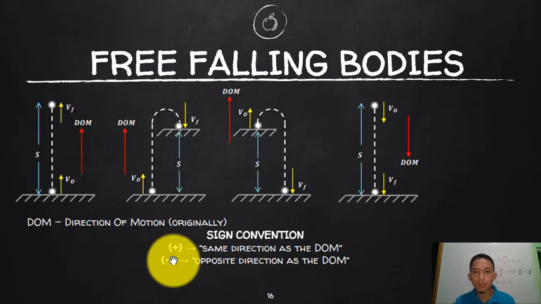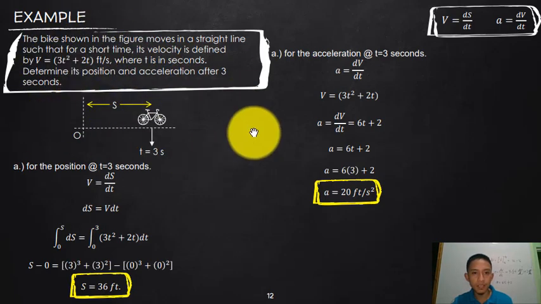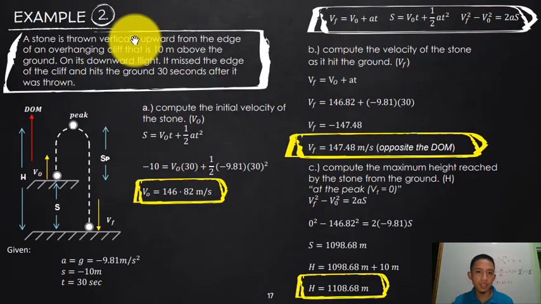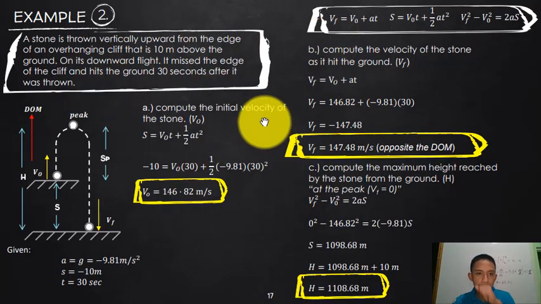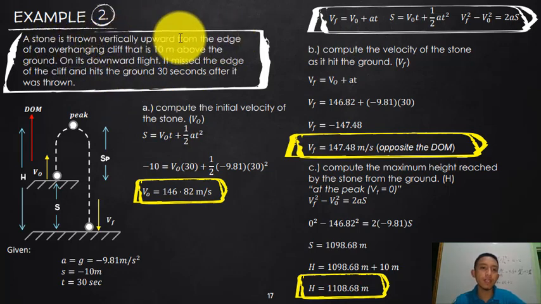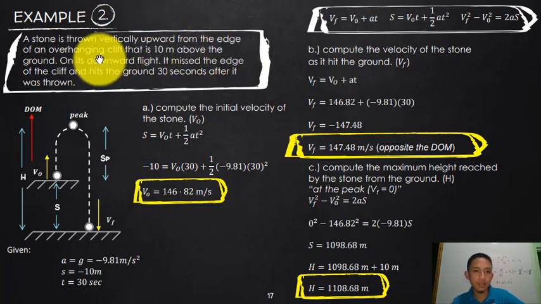Okay. So let's start with an example. Your example number one a while ago was expressed in terms of time, your calculus. How about this? This is an example from physics. The stone is thrown vertically upward from the edge of an overhanging cliff that is 10 meters above the ground. On its downward flight, it missed the edge of the cliff and hits the ground 30 seconds after it was thrown. So what is the scenario?